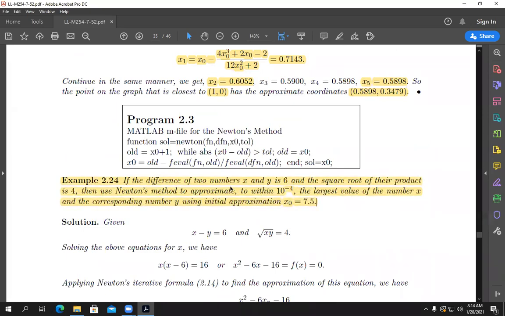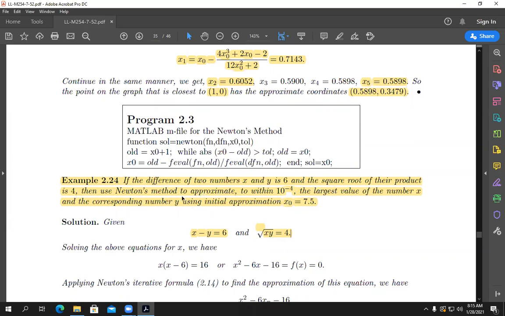If we say the difference of two numbers x and y is 6, what does the difference mean? It is a minus, this one. He says the difference of two numbers x and y is 6, this is given, and the square root of their product, meaning multiplication, is 4. That means the square root of xy is equal to 4. This is given by the teacher. But of course, in exam, the teacher does not give you this one. This is the question given.